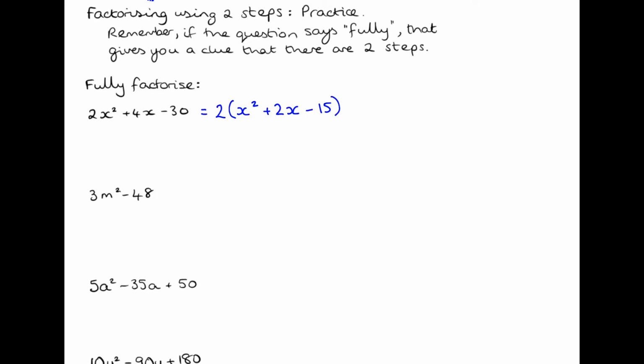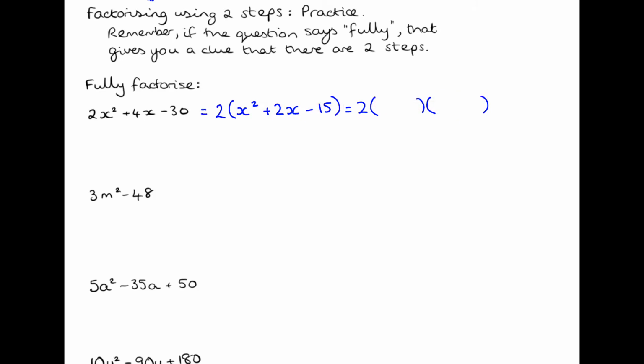Well, it's not a difference of 2 squares anyway, we can see that immediately, because a difference of 2 squares means we need 2 terms, but we've got 3, so it's a trinomial. So we leave the 2 as it is, and we're going to put this trinomial into 2 brackets. Okay, this is going to go into these 2 brackets. We've already got the 2.